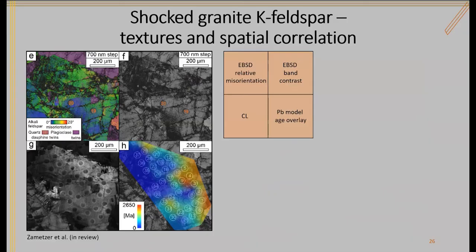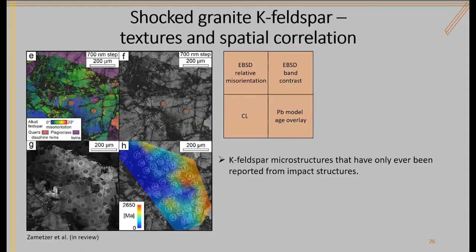G is a CL image. CL turned out to be a very sensitive indicator of shock damage in K-feldspar, and H is a lead model age overlay on a band contrast map. Lead model ages are essentially model-based approximations of the granite crystallization age that we can gain from the lead isotope system.